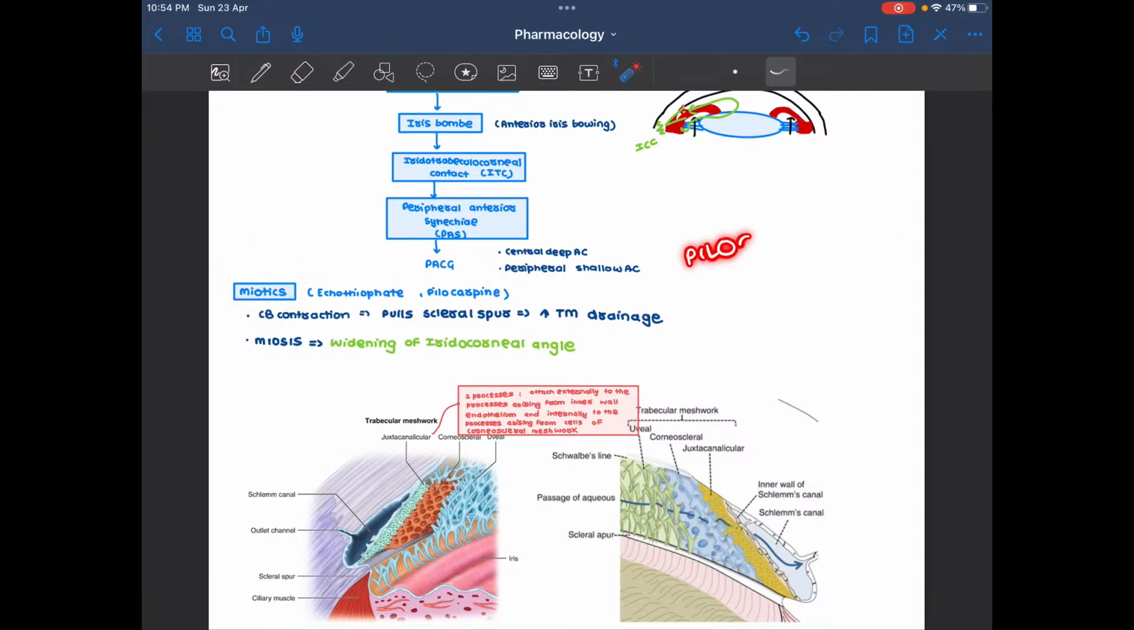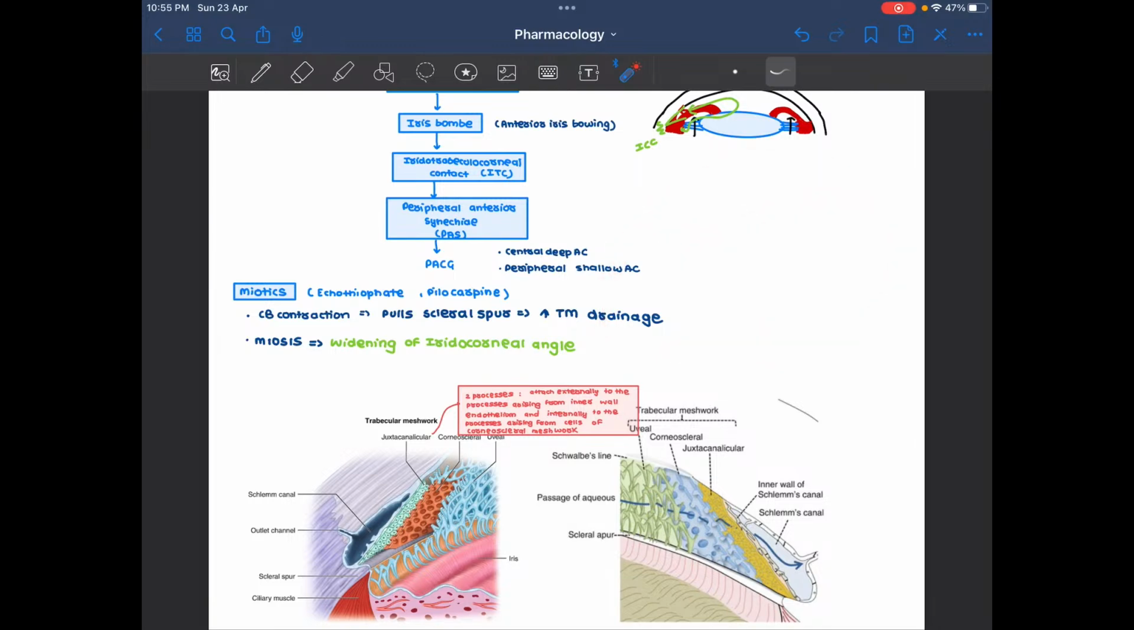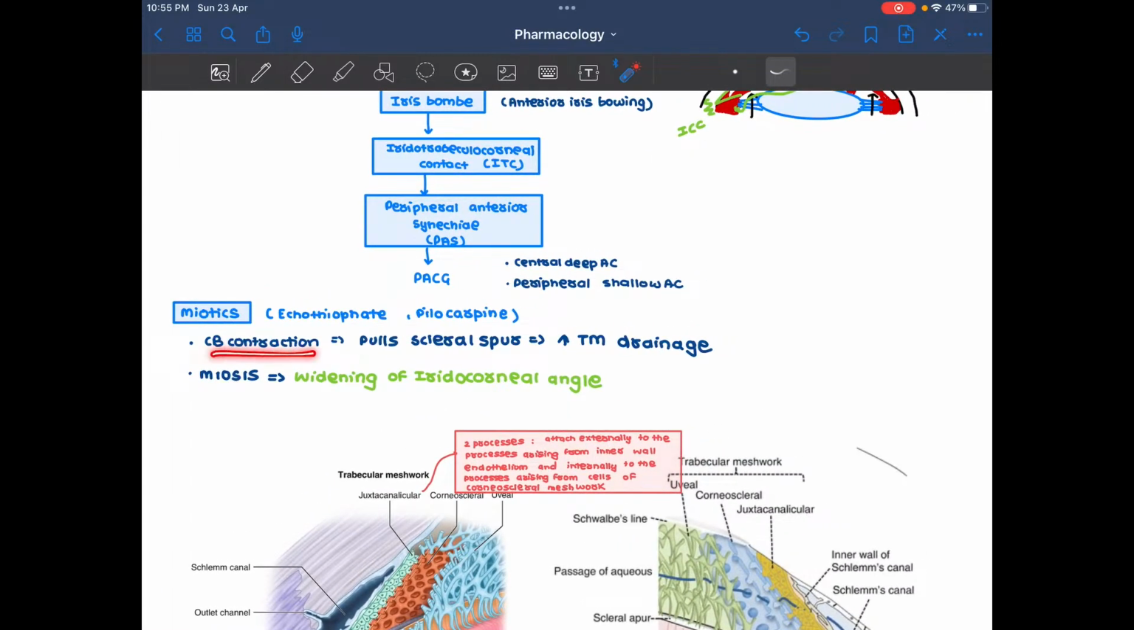So just remember, guys, pilocarpine was a very frequently used drug that we used to give in open angle glaucoma. But there it is now almost a second or third line drug. But pilocarpine is still the drug of choice, I would say, for closed angle glaucoma, because it's very important in case of closed angle glaucoma. In case of open angle glaucoma, it's the PGF2 alpha drugs which are the mainstay. But myotics are very important in closed angle glaucoma. Ciliary body contraction is going to pull on the scleral spur, and that's going to increase trabecular meshwork drainage. And second thing, because of meiosis we might lead to widening of the iridocorneal angle as well, and we prevented that.